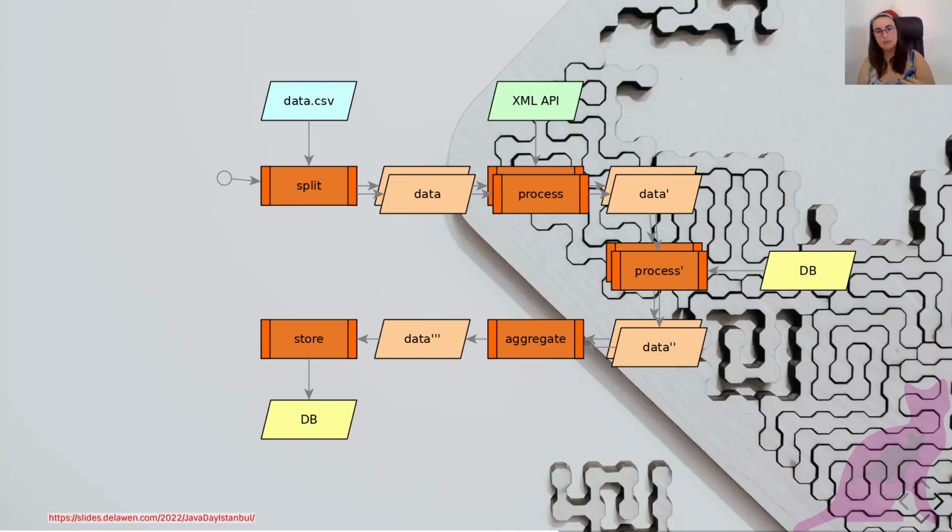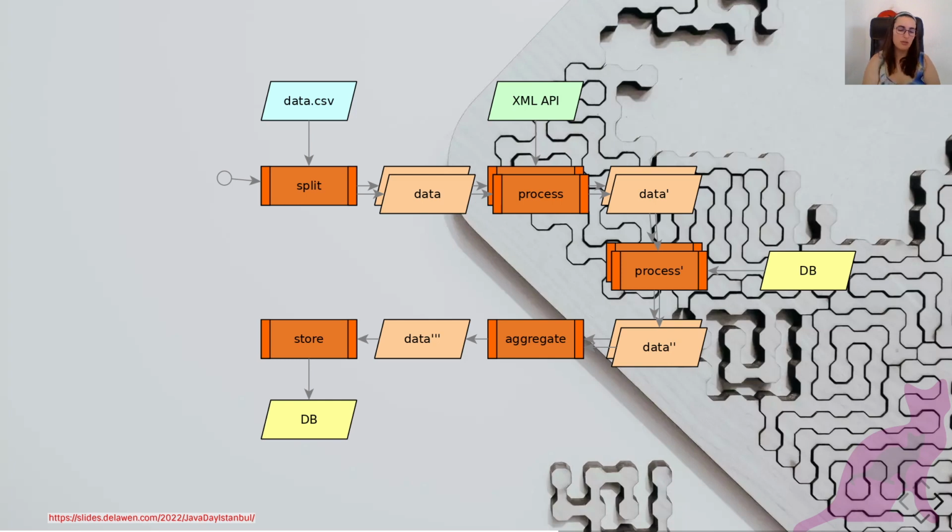And the result data will go through another process in which we are going to call a database to enrich the data, that was the rows plus the XML API result. And then we are going to aggregate all those different threads into one single data, and we are going to store it in our database.